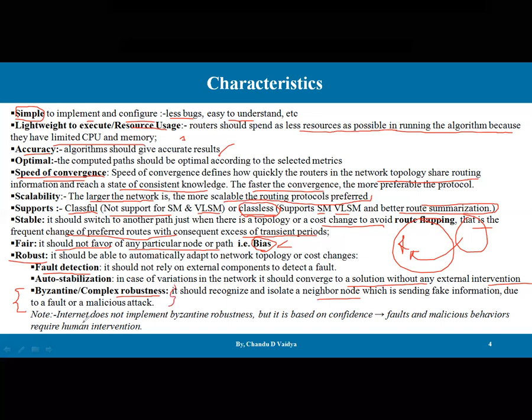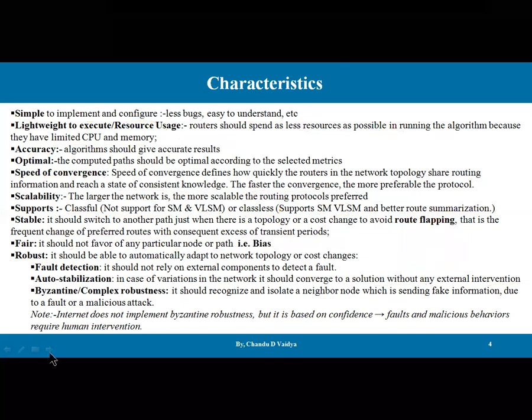Note that the internet does not implement this complex robustness, but it is based on confidence, and fault and malicious behavior require human intervention. So it is required for better working of that particular system. So these are the characteristics available, guys.